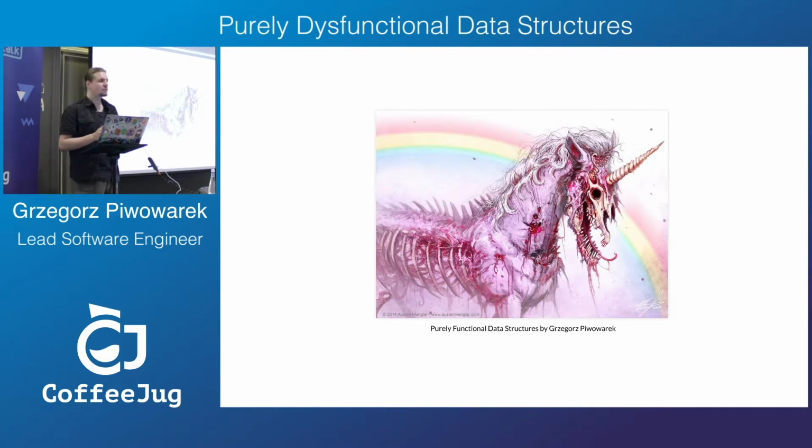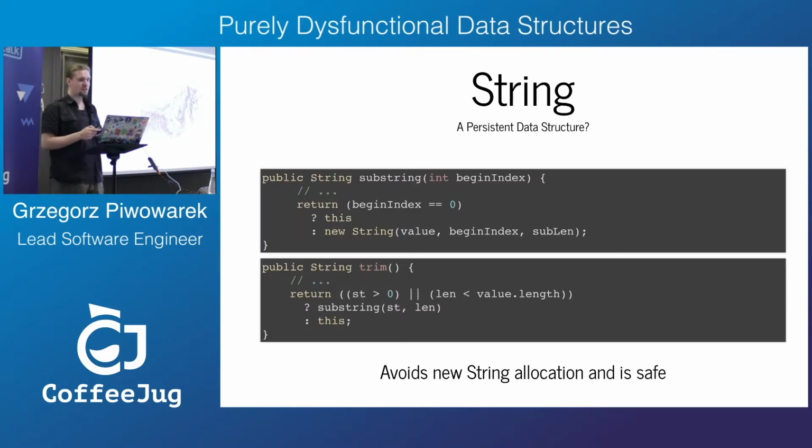But wait, we spoke about this string, the immutable strings. We know they are immutable already. But is it a persistent data structure? So tell me, what happens if we call a substring method? Have you ever seen the implementation of the substring method in string? Do you remember what it does inside?